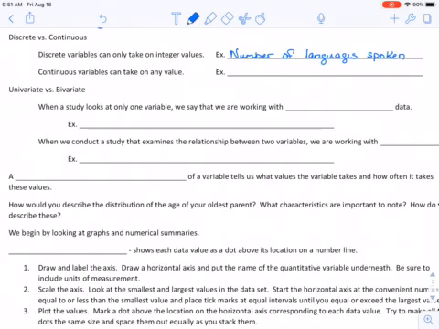Continuous, however, can take on literally any value. So for my example for that, I'm going to put height. Because I don't have to just be 5 foot or 5'1". I could be like 5.0002 inches tall, not inches, feet tall, or 5.00003 feet tall. It's a continuous variable because it can take on any of those values.